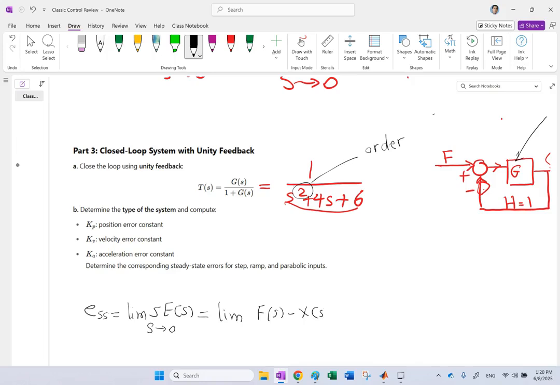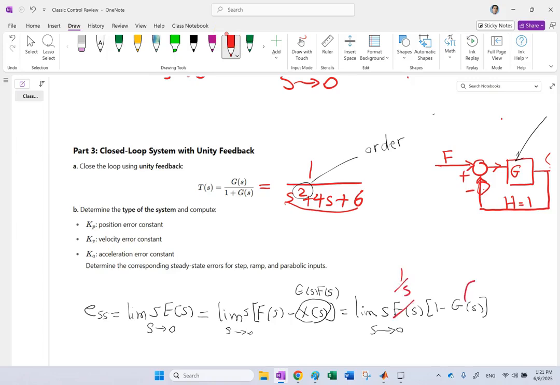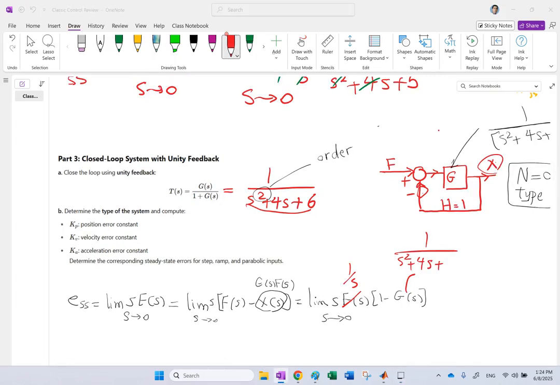So that is this function multiplied by s as s goes to 0, and X, as you know, is G of s times F of s. So if you factor out F, this is going to be the limit of s times F of s times 1 minus G of s as s goes to 0. And this formula is valid for any G, any F. Now, if the system has a step input, this is 1 over s, and this guy is what I just showed you, and this is 6.